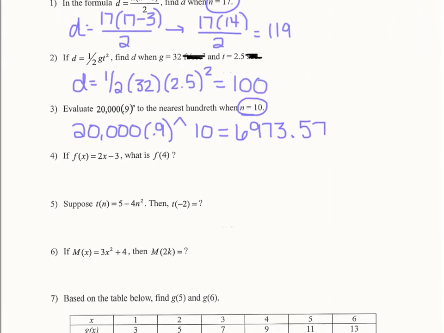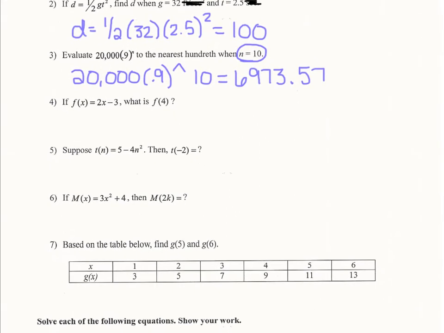Okay, number 4 and number 5, and really number 6 too. This notation, remember, is function notation. So when I say f of 4, what I'm really saying is what is the value of this function when the variable is equal to 4. So I'm telling you to plug a 4 in place of x. So f of 4 would be 2 times 4 minus 3. Well, that's just 8 minus 3, so that's 5 as a final answer.